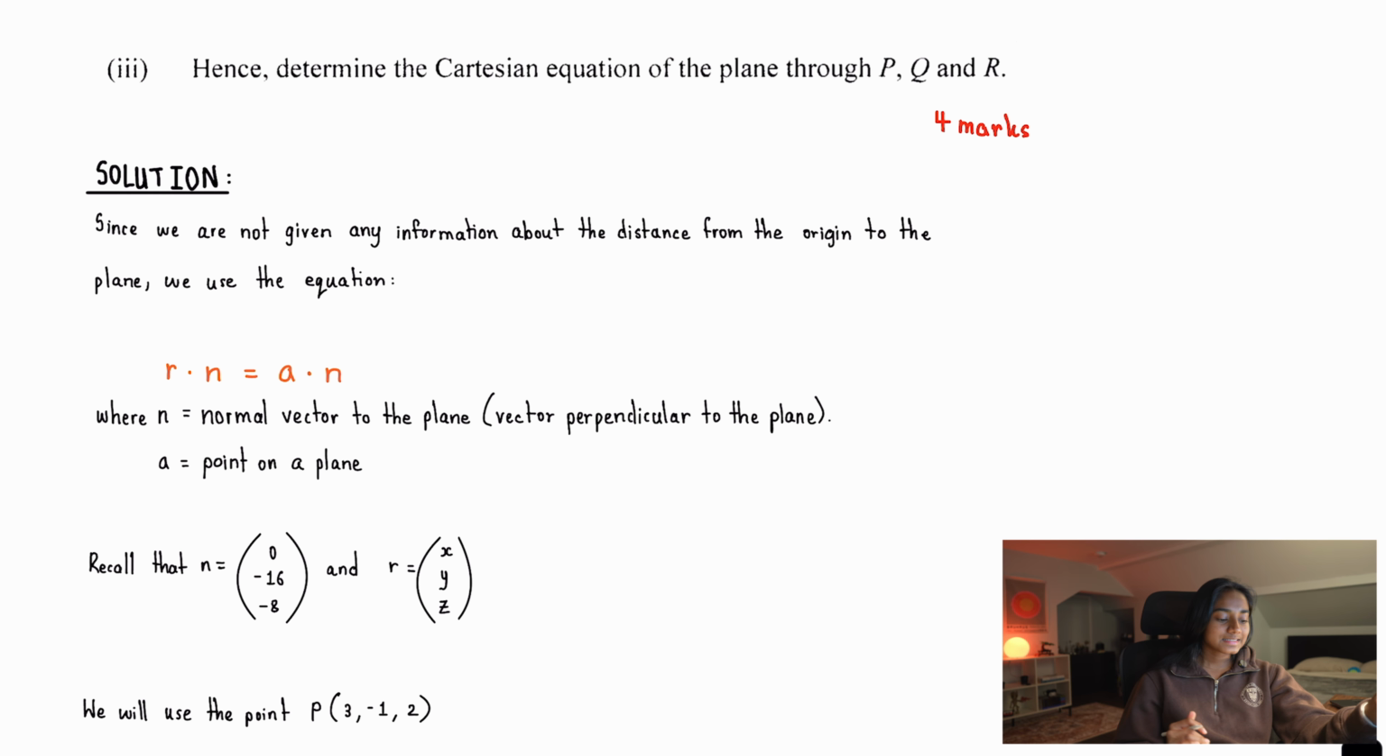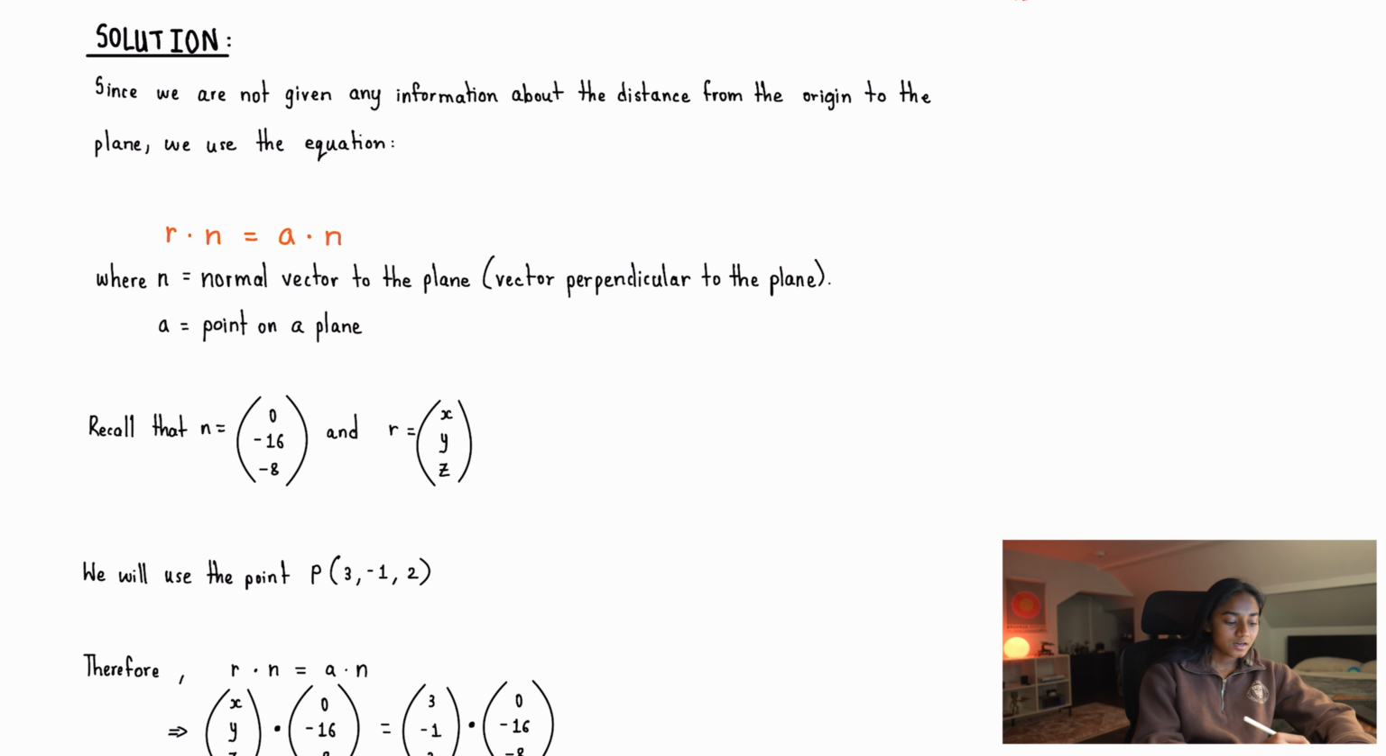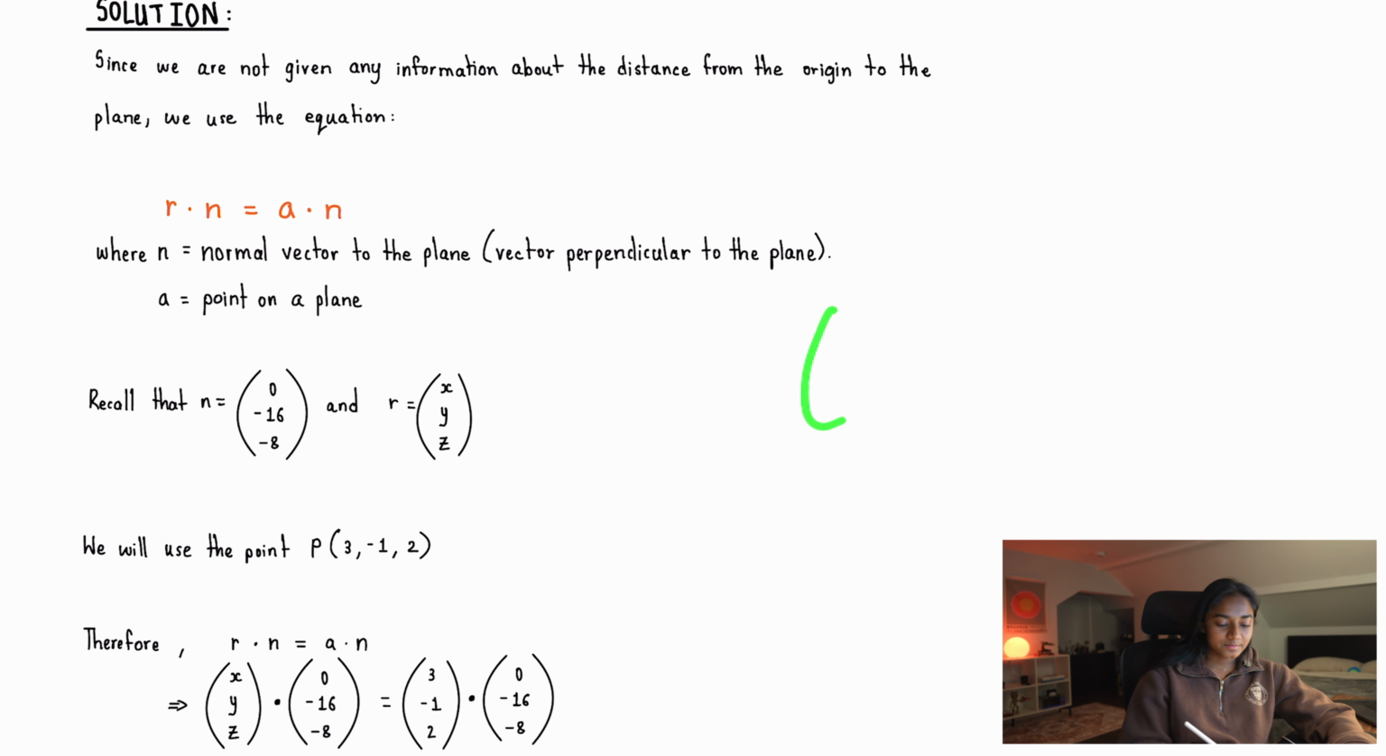Part 3 says, hence, determine the Cartesian equation of the plane through P, Q, and R, for 4 marks. Because we are not given any information about the distance from the origin, we have to choose an appropriate equation. So we would choose r dot n is equal to a dot n, where r is just the vector x, y, and z.